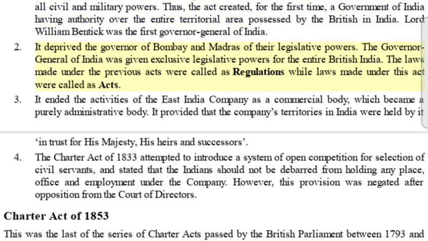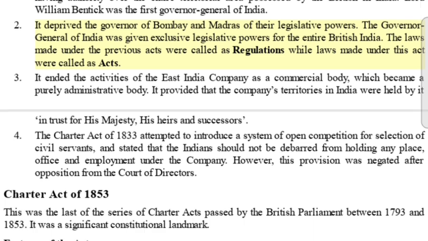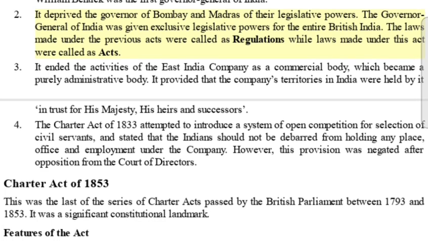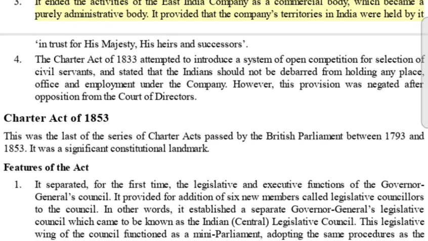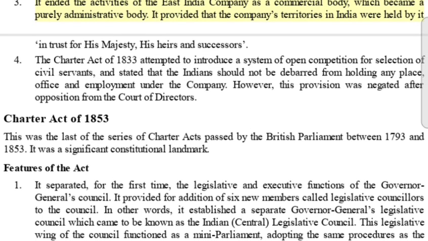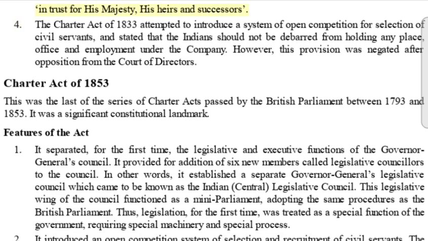2. It deprived the Governor of Bombay and Madras of their legislative powers. The Governor-General of India was given exclusive legislative powers for the entire British India. The laws made under the previous acts were called as regulations while laws made under this act were called as acts. 3. It ended the activities of the East India Company as a commercial body, which became a purely administrative body. 4. It provided that the company's territories in India were held by it in trust for His Majesty, his heirs and successors.